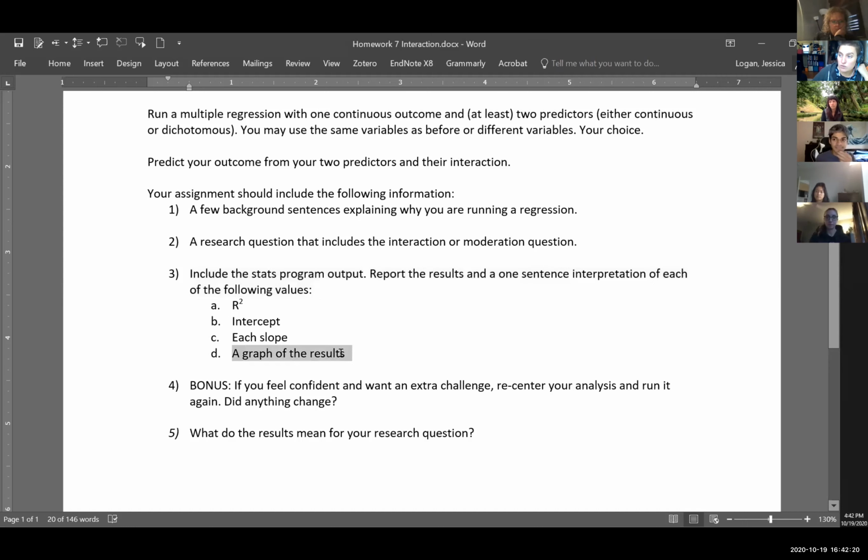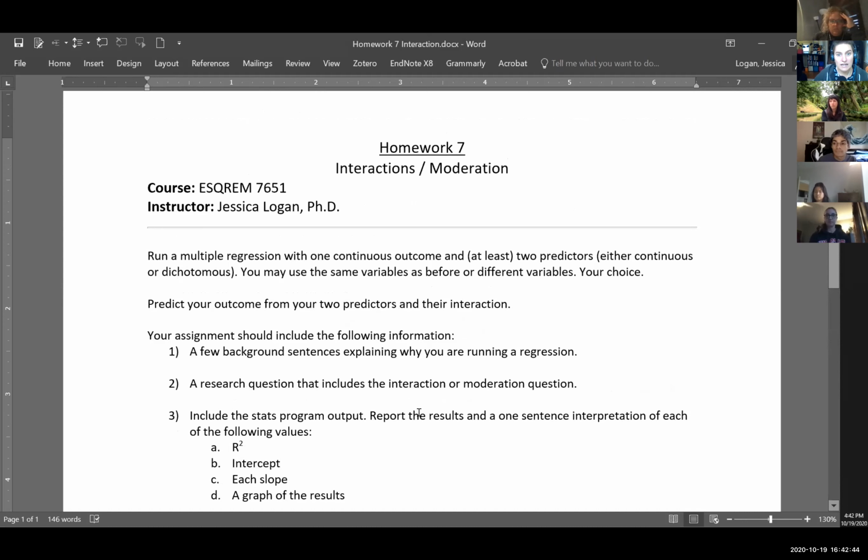And then I'd also like you to do a graph of the results. And then I have a bonus here, which you can do if you feel like that's not challenging enough. You can recenter your data and do it again, which is what we're going to talk about today. And then the last thing that's required of everyone is, what do the results mean for your research question? 5 things. It's in a similar format to what you've done before. You can write it up straight, or you can think about writing it as an email to the person who gave you your data, or someone else in your lab who would be interested in your results.